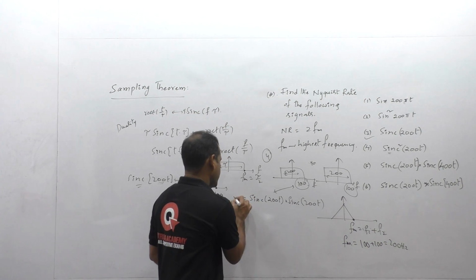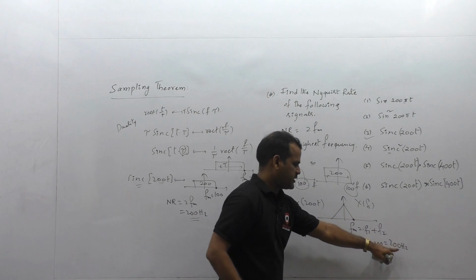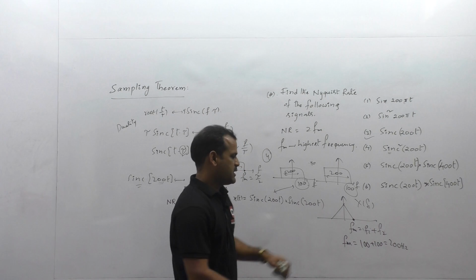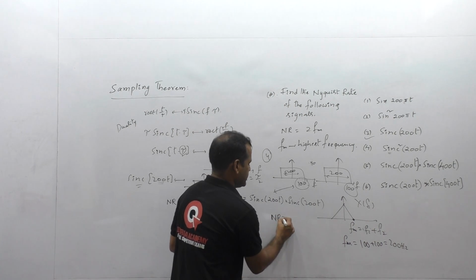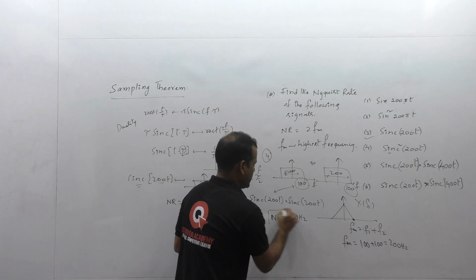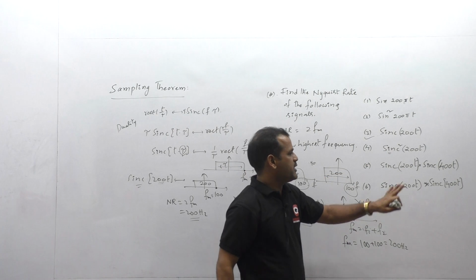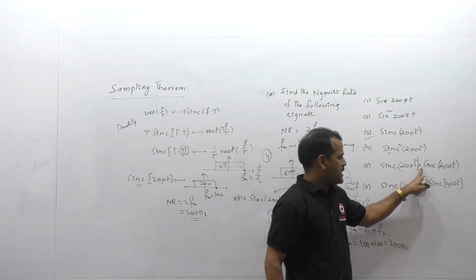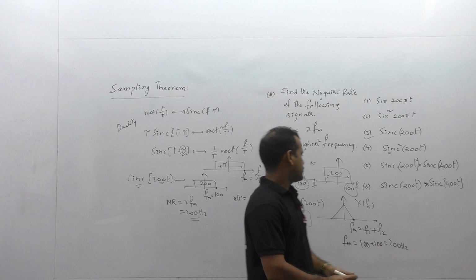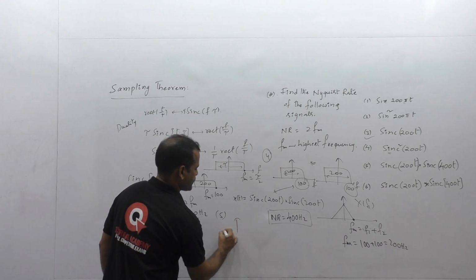If we take this x of t, observe in x of f, we are having the highest frequency component 200 Hz, and then the Nyquist rate is twice that of 200 Hz. 400 Hz is the Nyquist rate of the sinc square function 200t. In a similar way, we can observe here sinc 200 multiplied with sinc 400. So we can do the same process here for the fifth function.